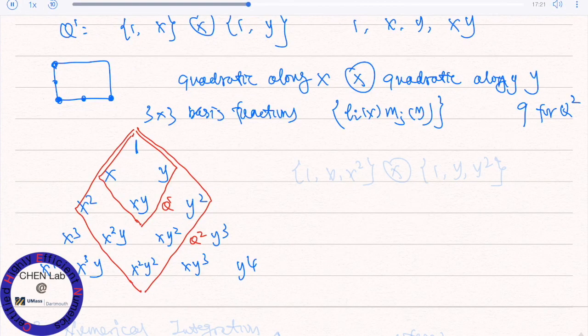Again, this is not normal multiplication. This means that everyone in the first set should be multiplied with everyone in the second set. That's why with 1, x, x squared and this funny multiplication, you get 9.